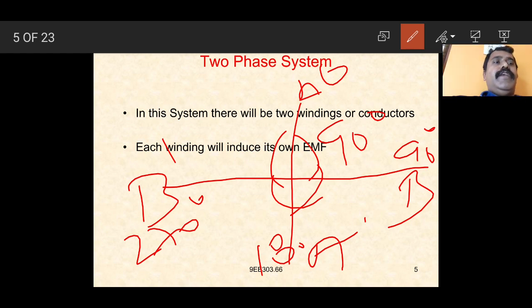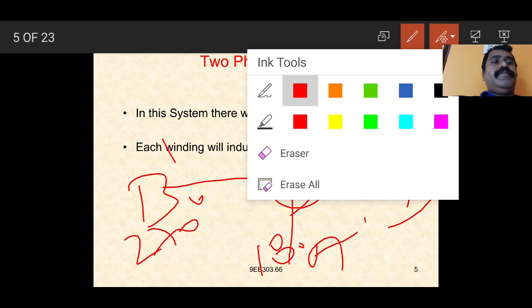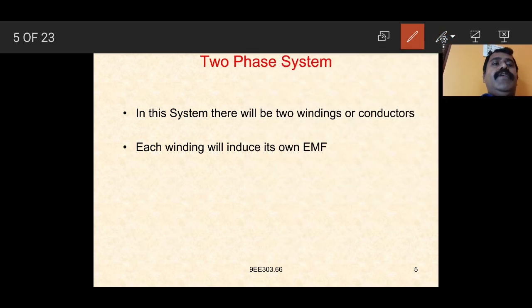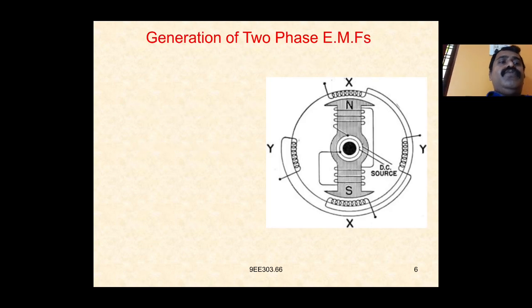In all the windings the EMF can be induced, so each winding will induce its own EMF. This constitutes the two-phase EMFs, where the north pole comes under the X axis and the south pole under the Y axis. A DC source can be applied. In the case of DC, we assume that the conductor rotates.